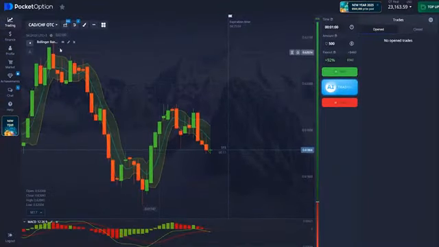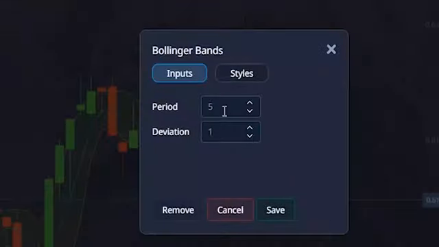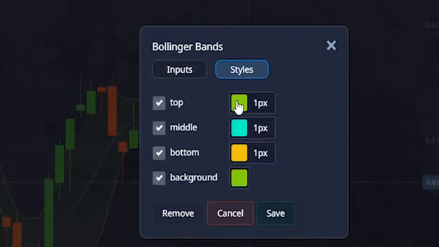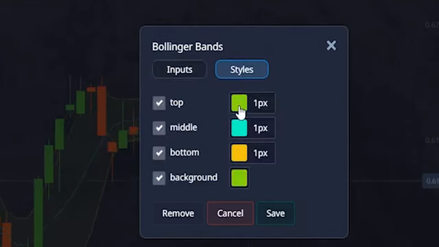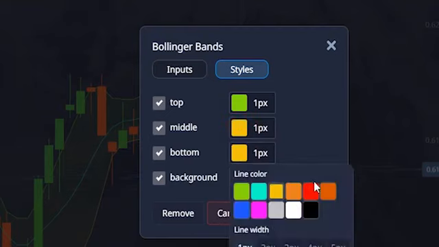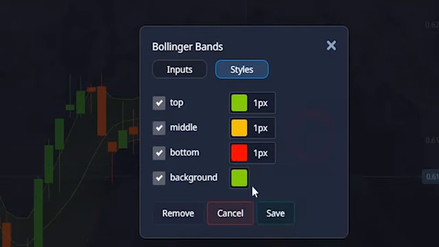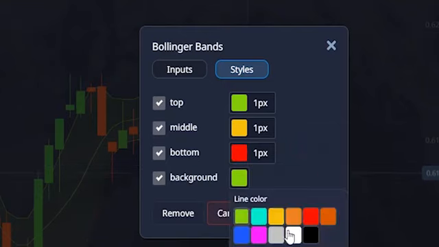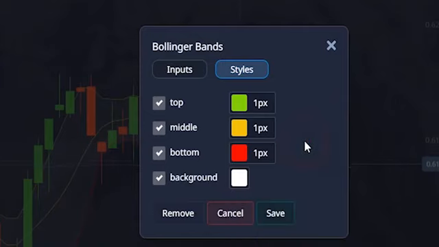The settings of our Bollinger Band come with a period of 8. We're going to be making this as 8. We're going to be using the deviation as 1. Right here on the style level, on the top section we're going to be using a green color, while the middle we're going to be using a yellow color, and on the bottom we're going to be using a red color. On the background we're going to be using white color and we're going to turn down the opacity just a bit. When you're done, just click on save.